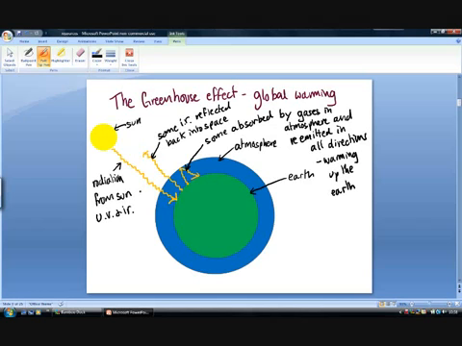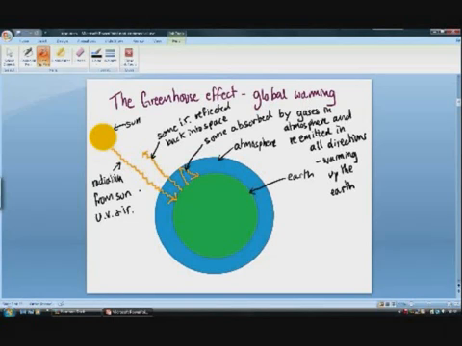The important thing to realise with the greenhouse effect is that the greenhouse effect itself isn't a bad thing, and without it our planet would be too cold to support life. So the greenhouse effect itself is good, it warms up our planet. The problem comes if the greenhouse effect becomes too large, and what seems to be happening is, our planet is actually getting too hot.